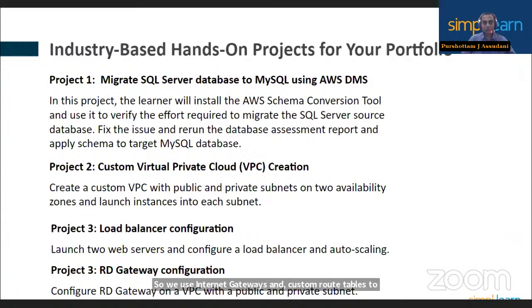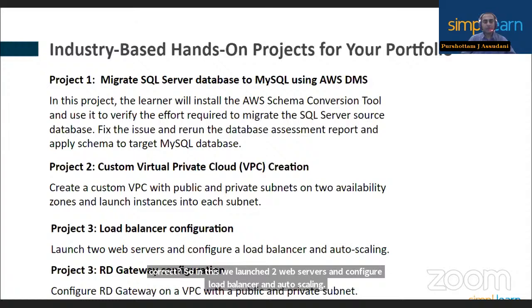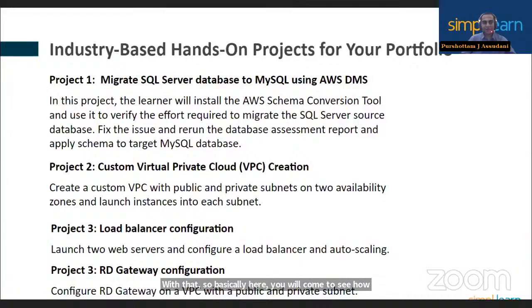Then the third one is load balancer configuration. I think this is the one we are going to do today, correct? In this, we launch 2 web servers and configure a load balancer and auto scaling with that. Here you will see how you can configure your web servers, run your website on them, and then do auto scaling of those web servers. With the load balancer in front of it, you can balance the load on those web servers so that the website is running at all possible times, and no server is heavily loaded while another is lightly loaded, correct?